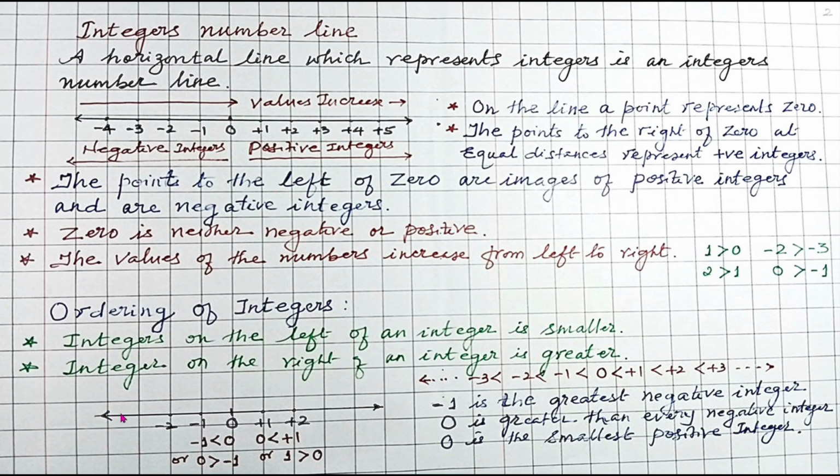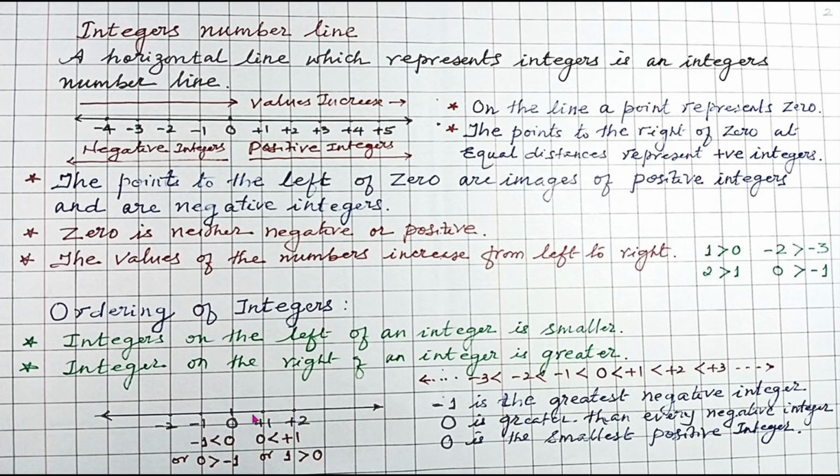When we draw a number line, that is the integers number line, we start from 0. Towards the right we have the positive integers, to the left we have the negative integers. If you look at the numbers on the right side, +1 is on the right side of 0, therefore +1 is greater than 0. +2 is on the right side of +1, therefore +2 is greater than +1. So remember, the integer on the right of an integer is greater. Now if you look at -1, it is to the left of 0, therefore it is smaller than 0. We have -2 smaller than -1, therefore the integer on the left of an integer is smaller.